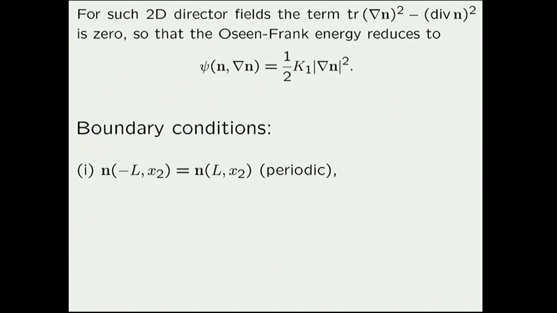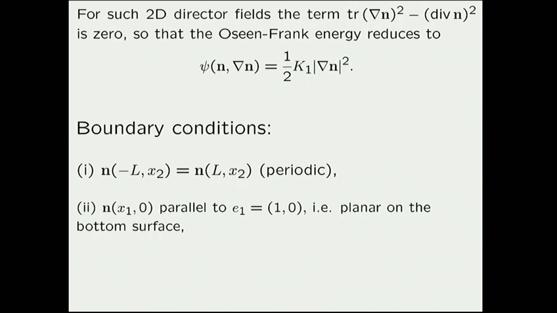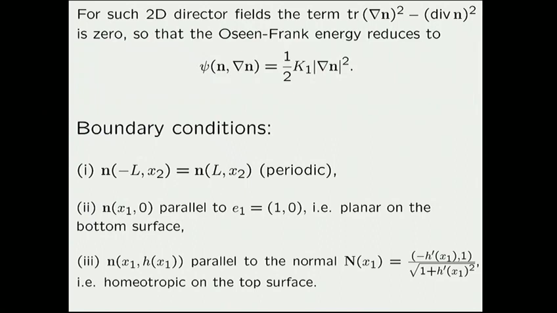And then on the bottom surface, x2 equals 0, n will be parallel to e1, so planar on the bottom surface, and n is going to be parallel to the normal on the top surface, so it's going to be homeotropic on the top surface. That's where in the real problem it's in contact with air.